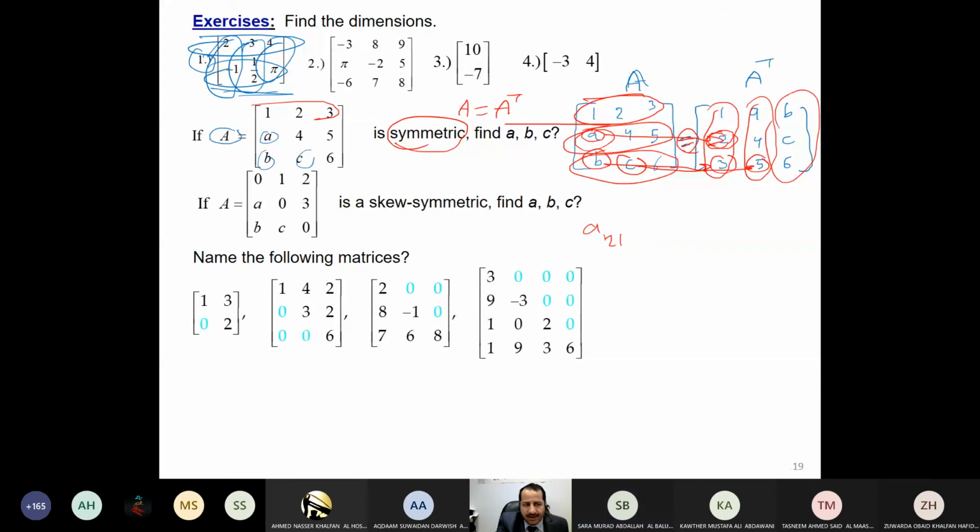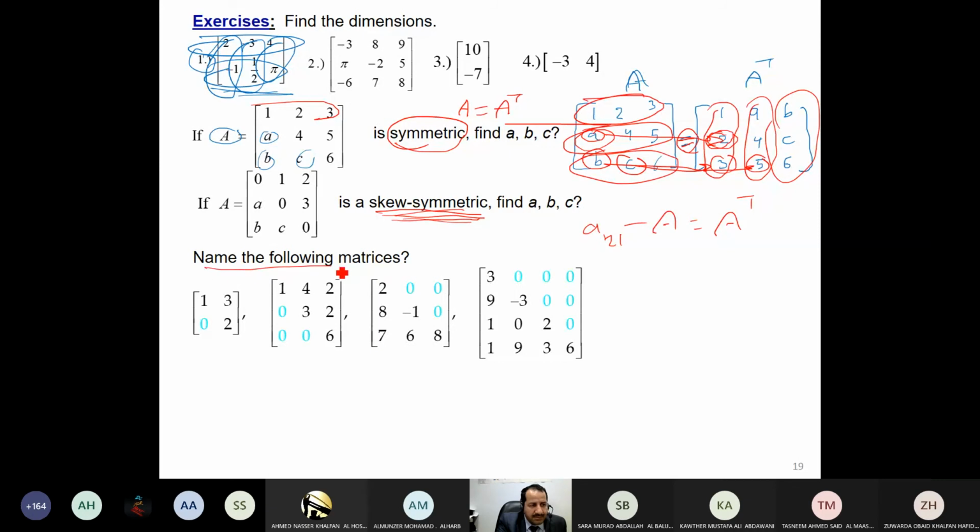Now, almost the same idea, but for a skew matrix. From the definition, we understand what the skew matrix is. It means when we do the transpose, it becomes minus the original matrix. So A equals minus A transpose. Do the same to find A, B, C. I will leave this to you as an exercise to solve at home because it's easy. It's 2-3 steps.